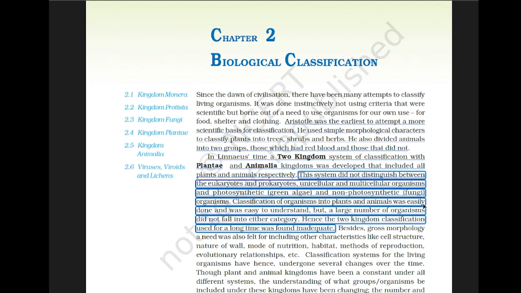So they started using more features like cell type, how organisms get food, where they live, how they reproduce and how they evolve. Over time, better classification systems were developed and the idea of kingdoms changed to include more types of living things. That is the evolution of biological classification.